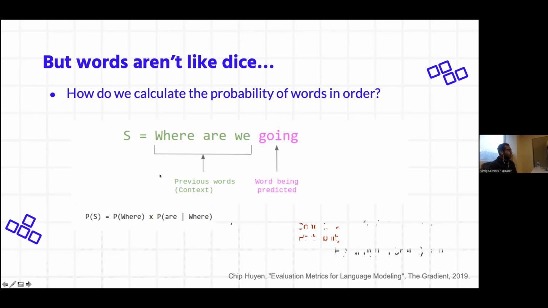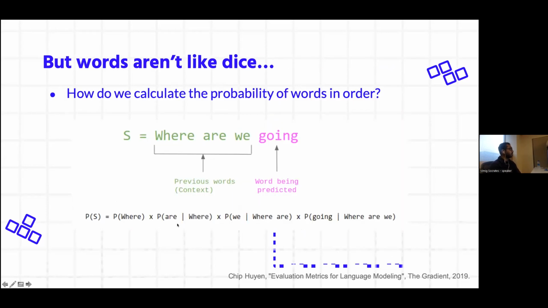And then we have to use that conditional probability. So we're also going to say, what is the probability of the word are given the word where? And so we ask that question as well, and we can multiply these 2 chances together. And if we keep going all the way down the sentence, eventually we can get the question, what is the probability of the word going given all of the other words in this sentence? And so we can multiply all these numbers together to try and get how likely this particular sentence is to occur.